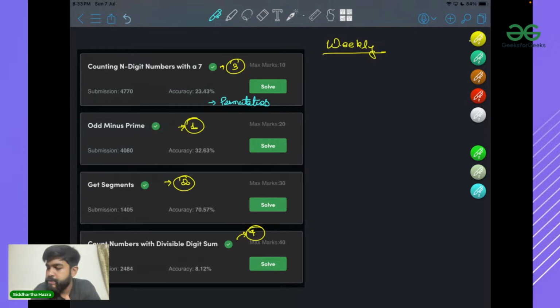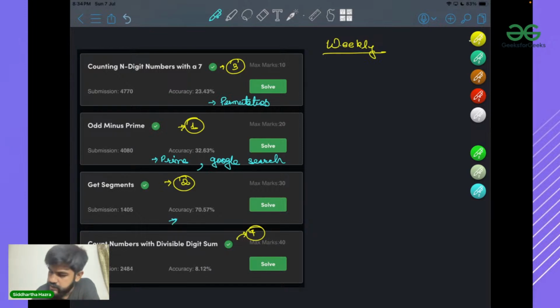Odd minus prime is perhaps a very trivial problem comparatively. We don't really need to think a lot. I would say just play with primes. And even if you're not good with primes, you can simply do a good Google search to know how it's done, and you can learn it and implement it at that point itself. I would say you can solve this using Google search, to be honest. Get segment was a problem where you need to think straight and simple.